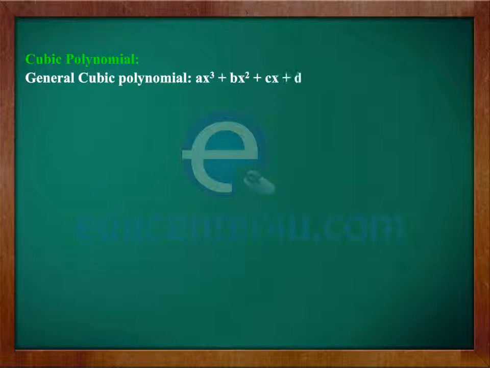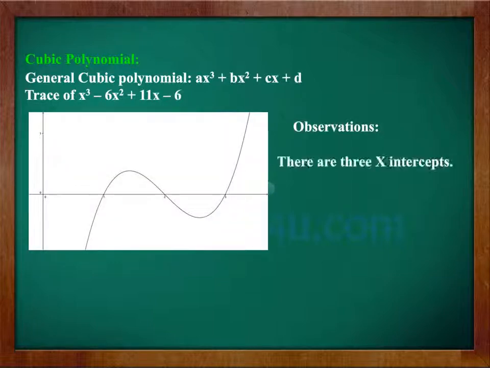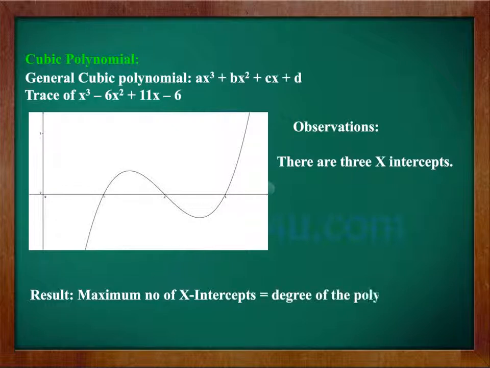Cubic polynomial. General cubic polynomial: ax cubed plus bx squared plus cx plus d. Trace of x cubed minus 6x squared plus 11x minus 6. You can observe that it cuts the x-axis at 3 different points. Result: maximum number of x-intercepts equals degree of polynomial.